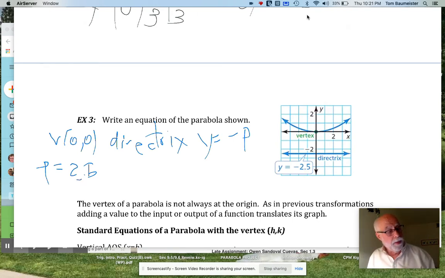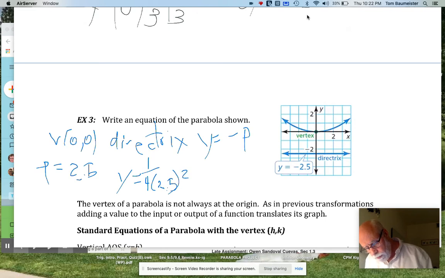And now we're just going to plug that in. So we'll get y is equal to 1 over 4 times 2.5 x squared. And if you work that out, 4 times 2.5 is 10. So y is equal to 1/10 x squared.